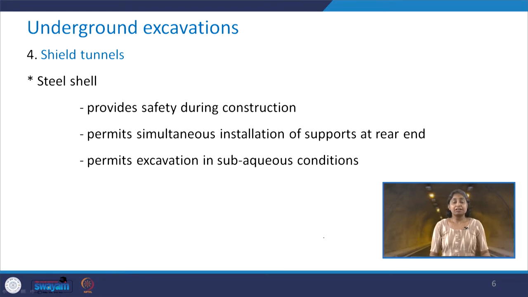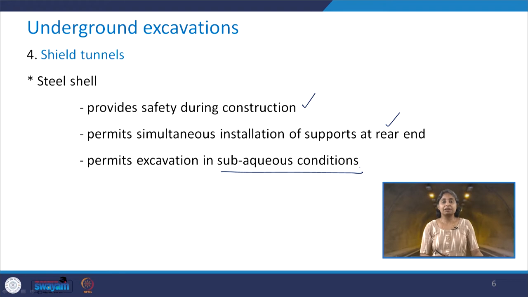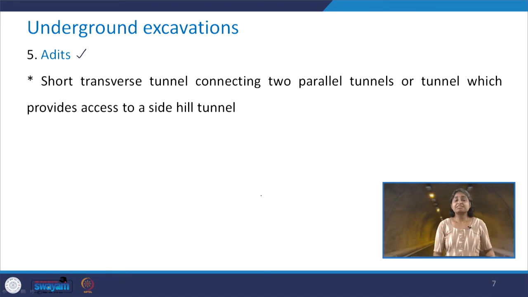These steel shells provide safety during the construction. They also permit simultaneous installation of supports at the rear end, and permit excavation in subaqueous conditions. As I mentioned, the Calcutta Underground excavation project was mainly through marine clay. That is why shield tunneling was adopted, because it is helpful in excavation in subaqueous conditions. The next type of underground excavation includes adits. These are short transverse tunnels which connect two parallel tunnels, or tunnels which provide access to a side hill tunnel.